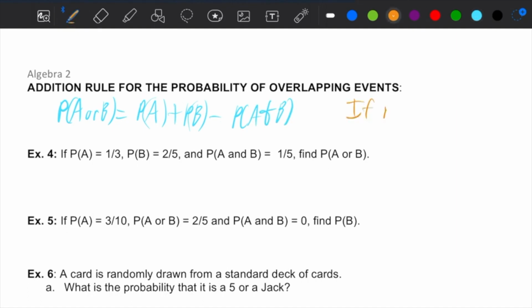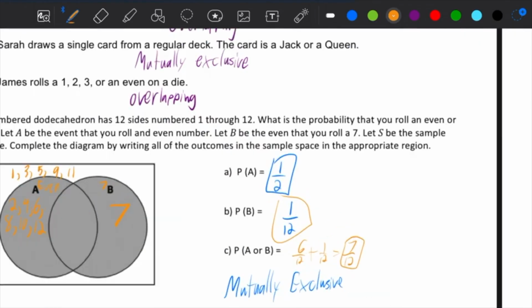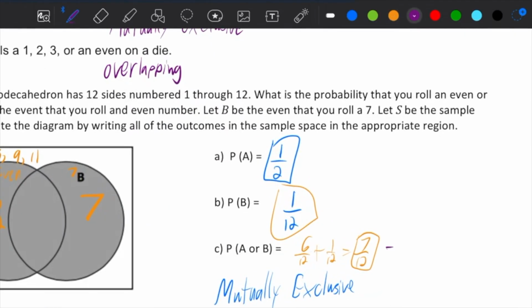And then I want to note that, hey, if they're mutually exclusive, like we were just talking about in example, I think it was 2. Yep, example 2. If they're mutually exclusive, then the probability of A and B happening at the same time is non-existent, it's 0. So it's like you could have taken this one and subtracted 0 over 12 because they were mutually exclusive and gotten the same answer, 7 over 12.